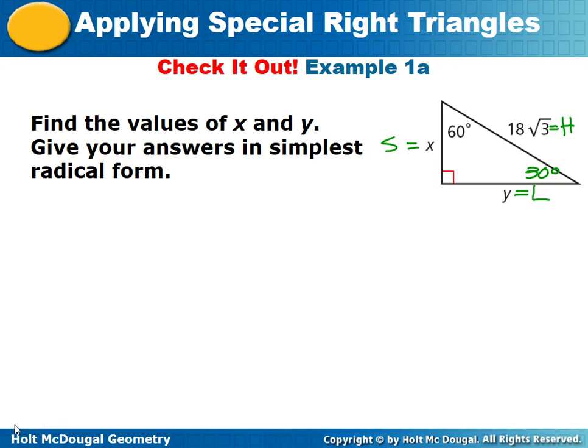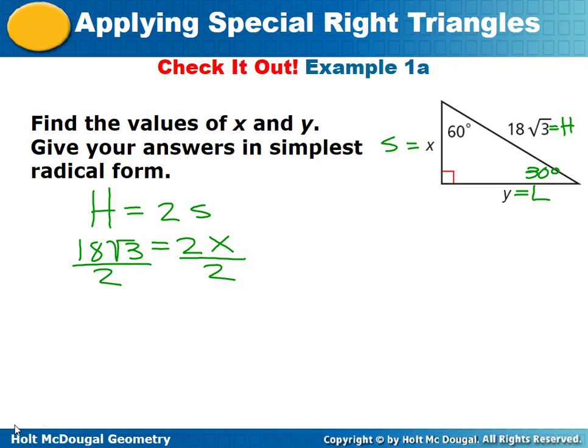Here again, we have our hypotenuse, so we're going to use our h formula. H is equal to 2 times s. So we're going to do 18 square root of 3 equals 2 times x. Going to divide both sides by 2. Remember, we're only dealing with our coefficients here, so this is going to be 9, because half of 18 is 9. That's going to be our x. And that's also going to be our s.